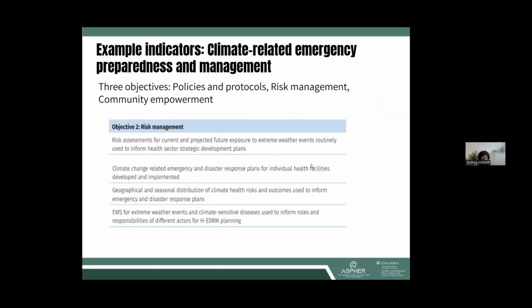And the final one, emergency preparedness and management. We saw before the picture of the flooding. It's of course something that is also highly relevant when it comes to the safety of patients and nursing homes in the event of acute weather events. And the WHO defines here the policies and protocol, risk management, and community empowerment as 3 dimensions. And for each of these, there are again indicators defined. Now, if we look at it, for example, we can see that they define climate change-related emergency and disaster response plans for individual health facilities have been developed and implemented.